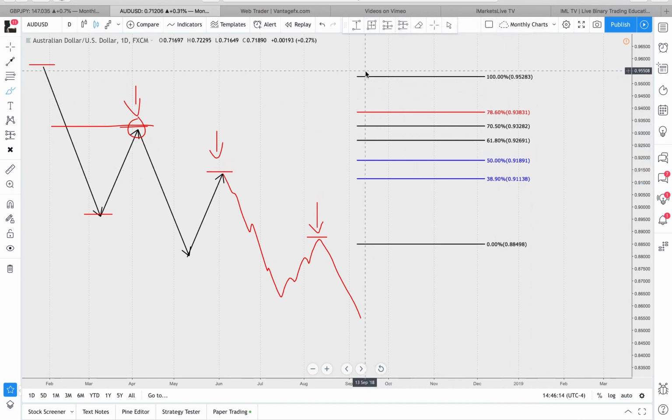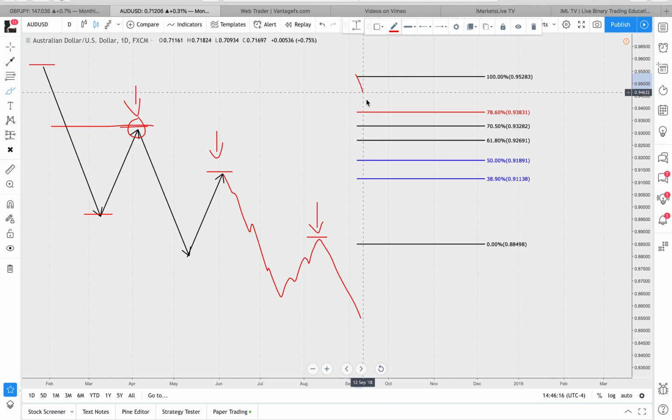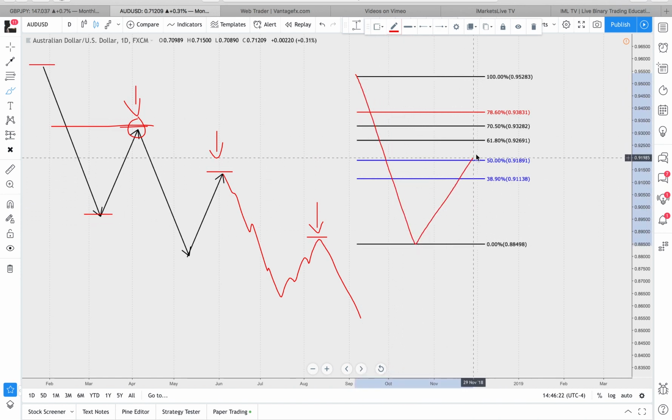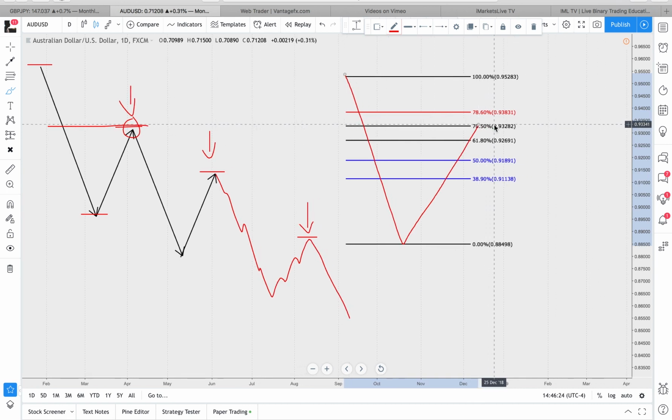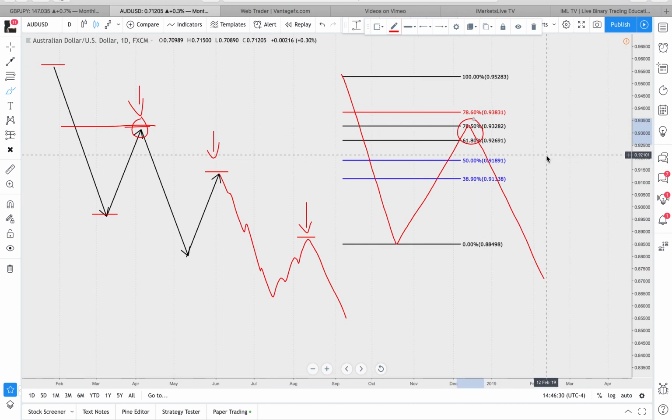So how we use the fib is we look at a market that's performing that structure, and we look for a retracement at percentages. We utilize these percentages kind of as an area where we're looking for a possible entry or as a possible stopping point.